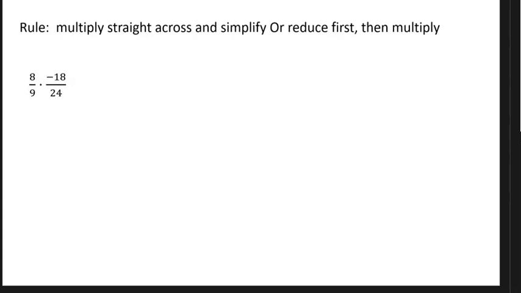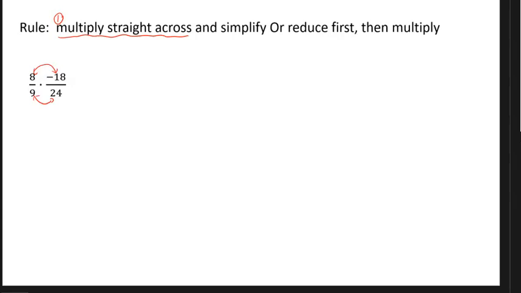In this video, we're going to look at how to multiply fractions involving negative numbers. So first of all, we need to remember the rules. When we multiply fractions, we need to multiply straight across, and also we're going to reduce the answer. So there are basically two steps. Multiply straight across, which means the top number times the top number and the bottom number times the bottom number.